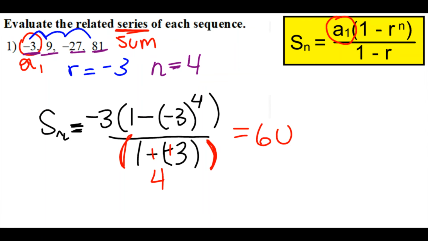So it seems kind of silly to use that formula when it was so much easier just to add the 4 numbers together. Keep in mind, it's not always going to be that easy. You're going to have other problems where that information is not going to be given to you. So be aware. You're probably going to want to use the formula.